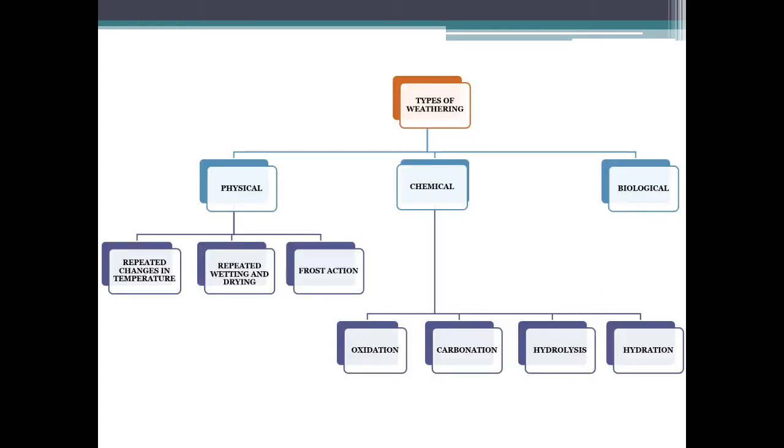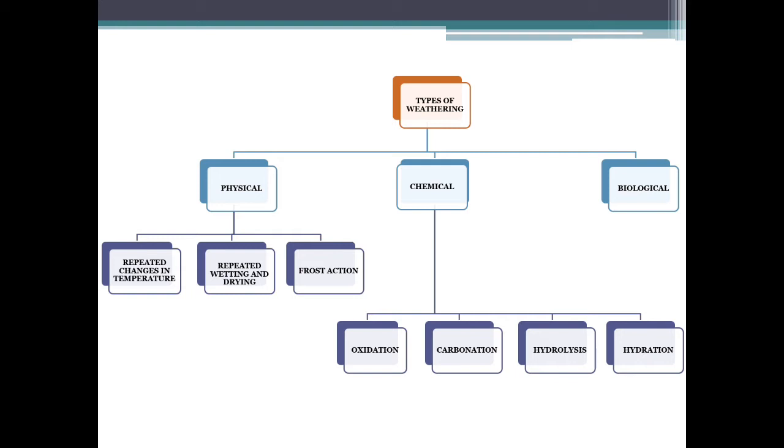Then we will be talking about the types of weathering, how they are caused. The very first factor is the physical factor, which you can also call the mechanical factor. It is caused by three actions. The first is the repeated action of temperature, that is the changes in temperature. Second is repeated wetting and drying, and the third one is frost action.